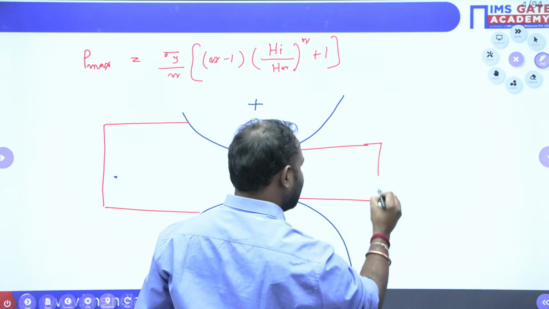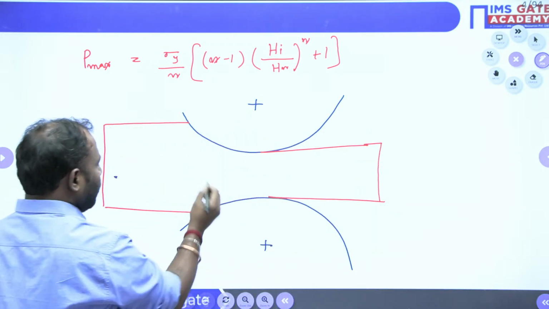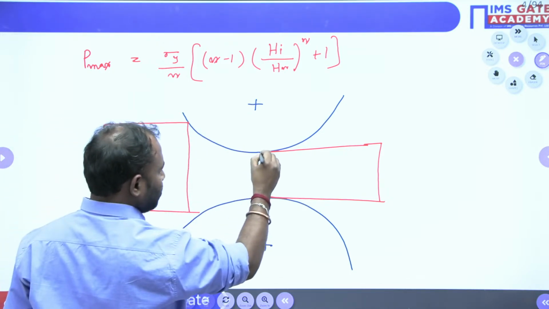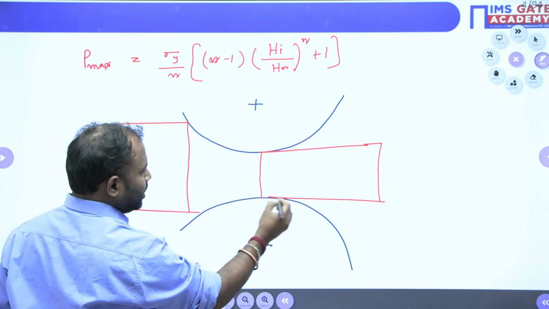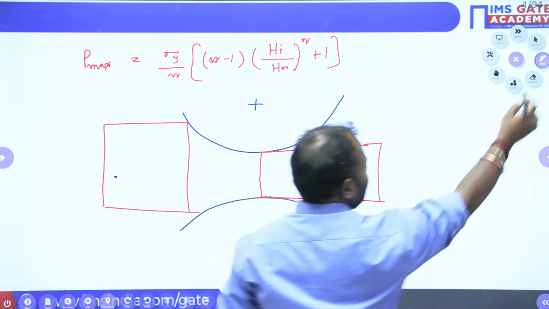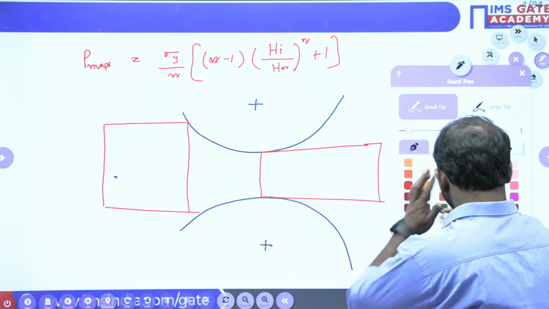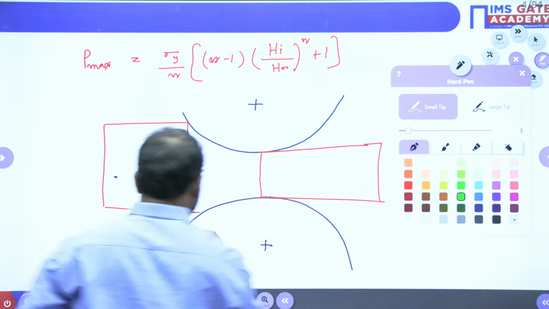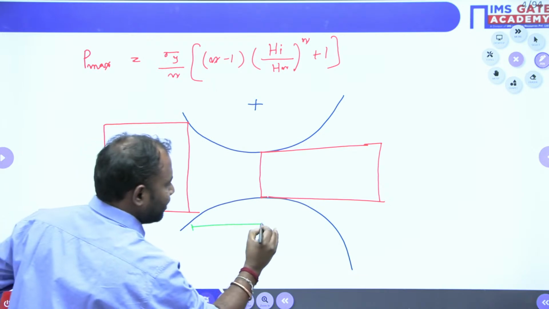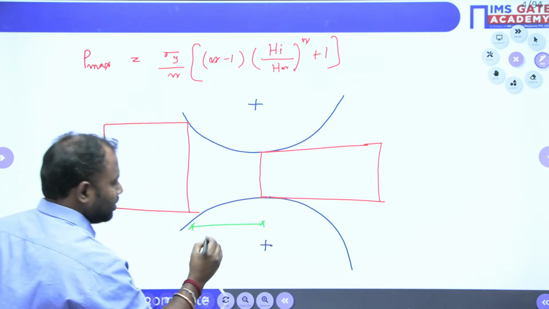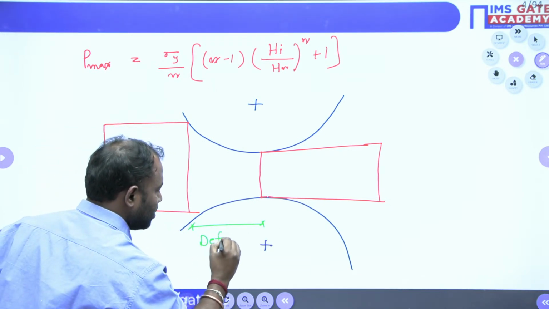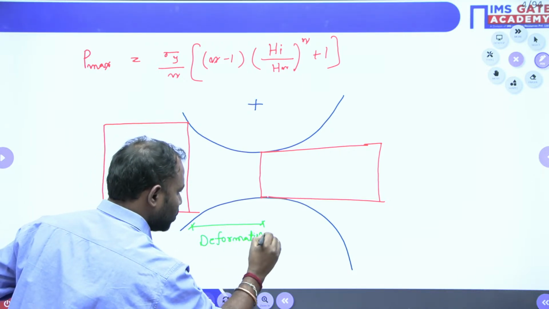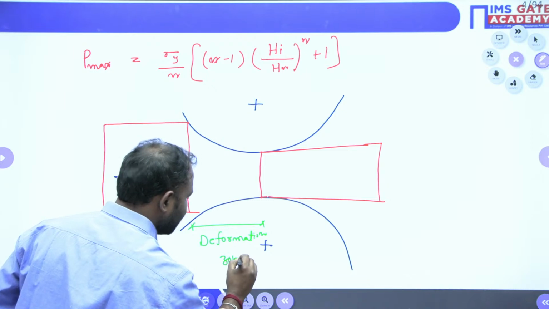My workpiece will be like this. Now, as we know, this is our deformation zone. Let me highlight that deformation zone. See, this is our deformation zone. So I'll write deformation zone.